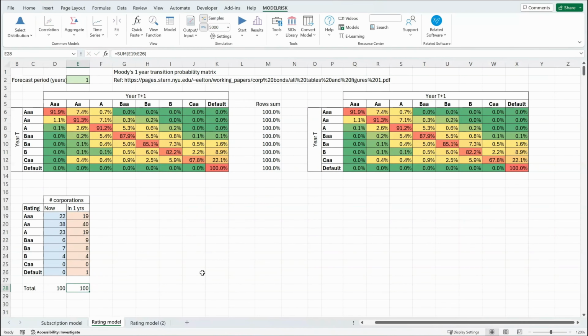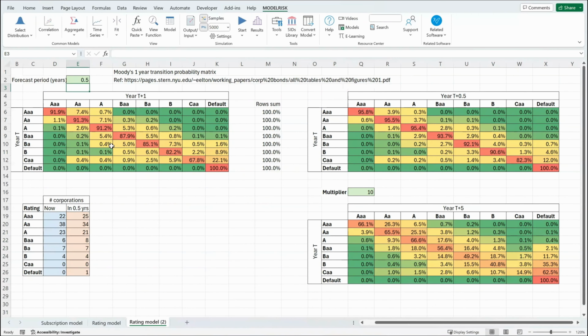Now, what can be interesting is to look at not just whole integer years or periods, depending on how the matrix is defined, but some fraction of that. So perhaps I'm interested in this portfolio, but looking out a certain number of months into the future, like 6 months' time. We can look at that model over here.